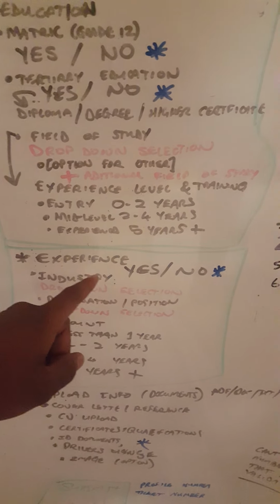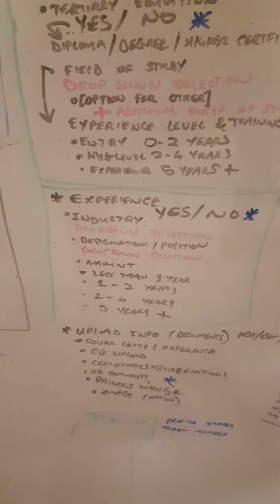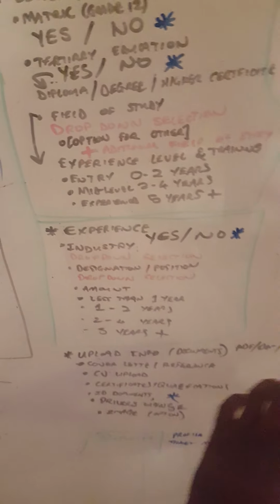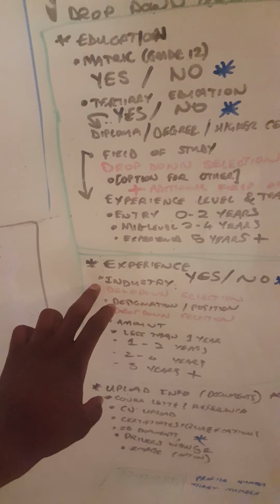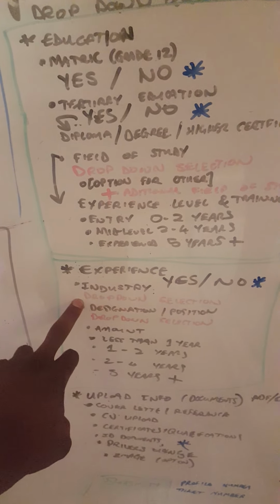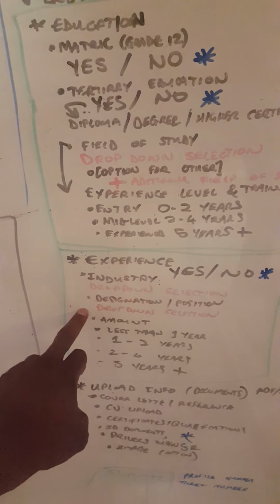Now we go down to experience. So do they have experience? It's a yes or no question. If no, then I move on to the next block. But if it's a yes, then the query is what industry. So I want a drop-down menu for the industry. Then their designation, I want a drop-down menu for what position did they work.